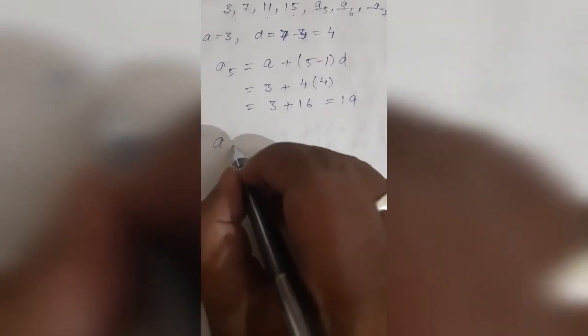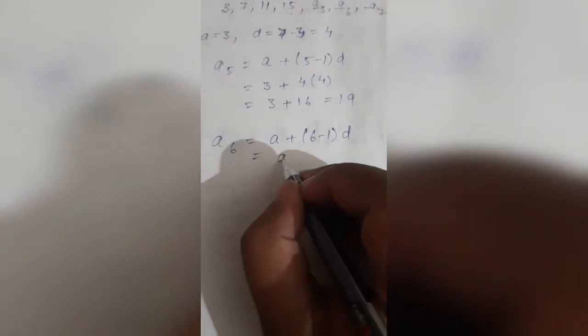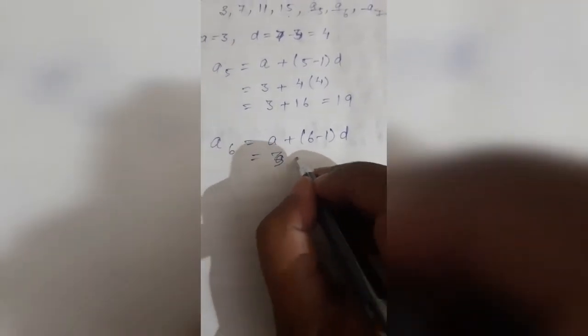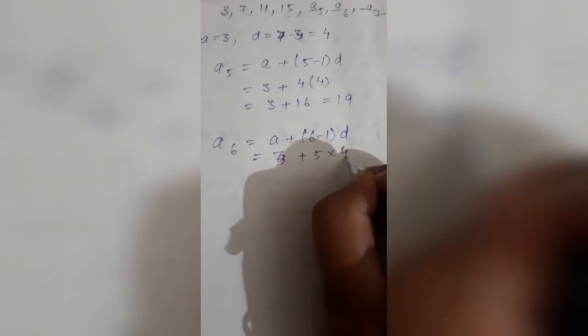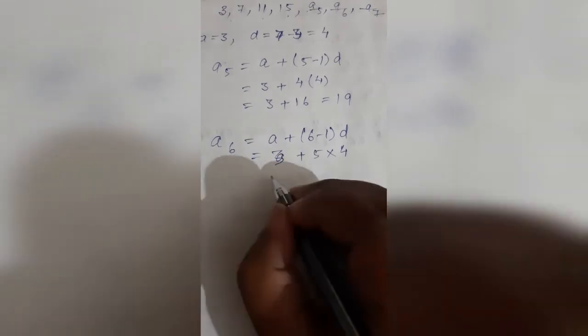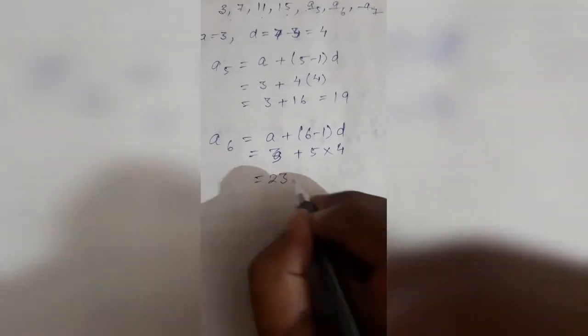Similarly, if I have to find A6, that is A plus 6 minus 1 times D, where A is 3, this is 5 on solving, and D is 4. So on solving, this is 20 plus 3, 23. So the next term is 23. Similarly, we can find A7 also.